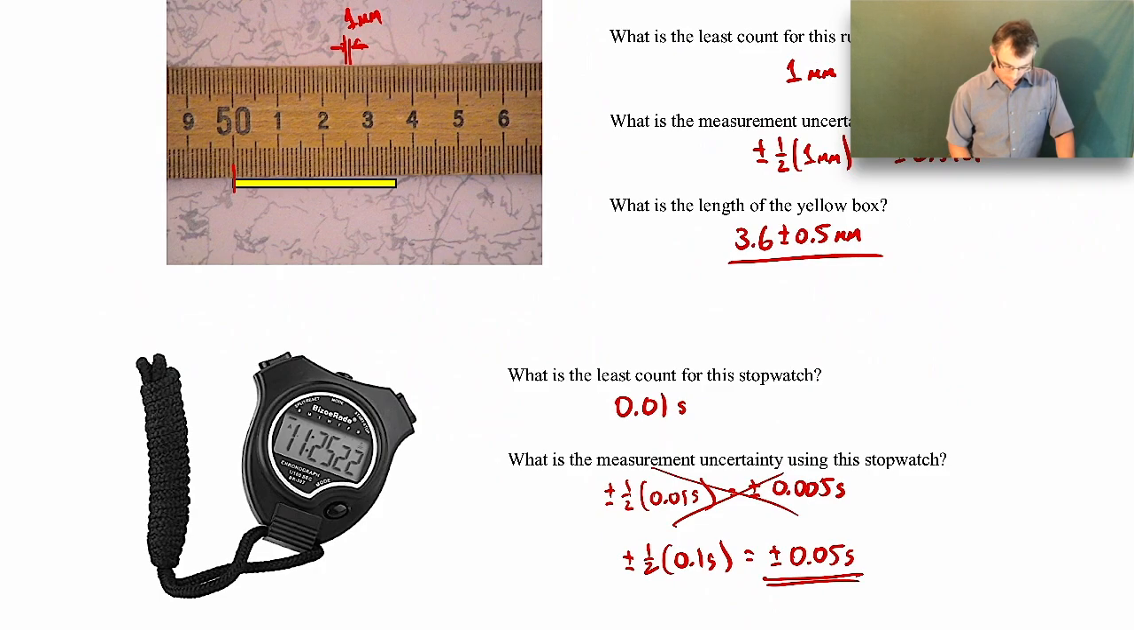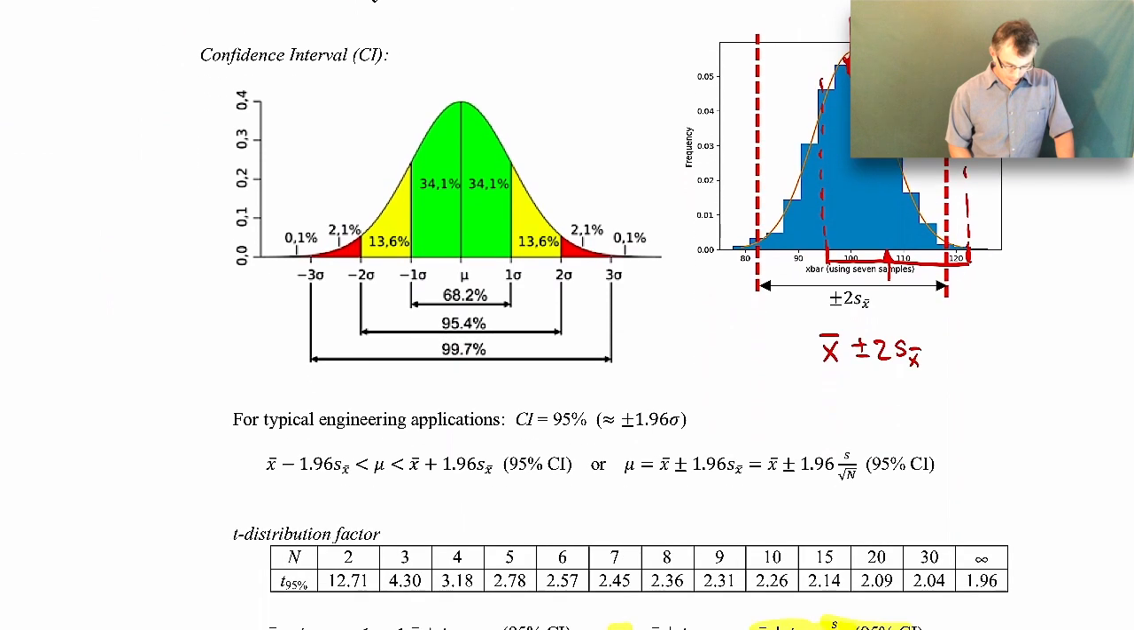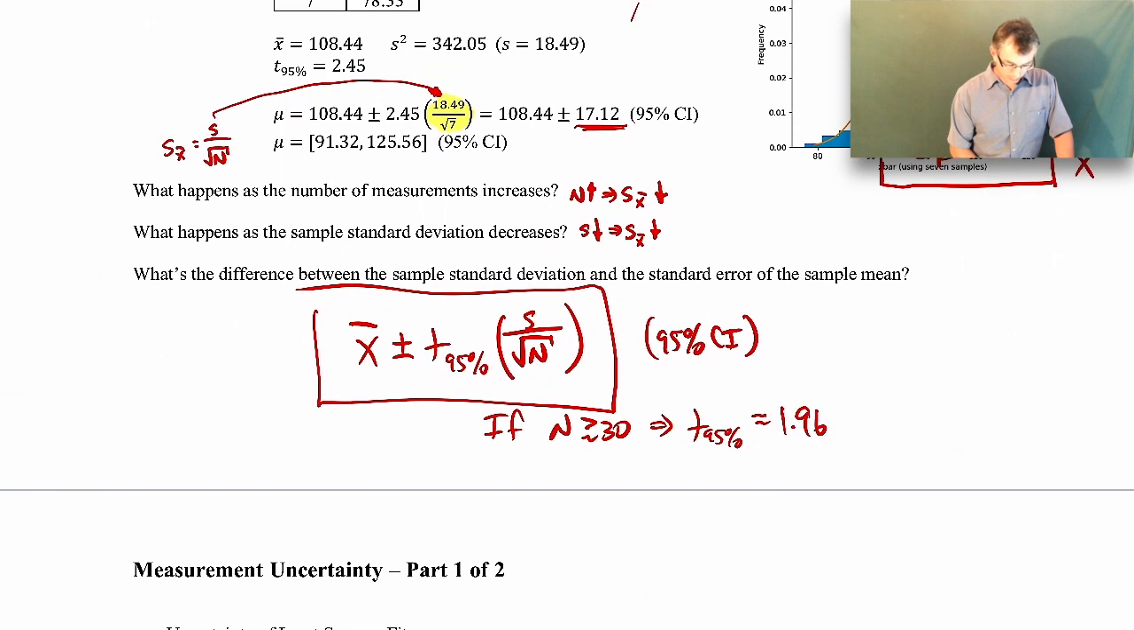With multiple sample experiments, it gets more complicated, but in the end, the only thing you need to really know is we report the uncertainty for those as the sample mean plus or minus this t factor times the standard error of the sample mean, which is just the sample standard deviation divided by the square root of the number of measurements. And if you have a bunch of measurements, more than about 30, you can just set that t factor equal to 1.96 or 2. So that's all you really need to know. I went into a lot of detail here, but this is ultimately what you need to know for that part.